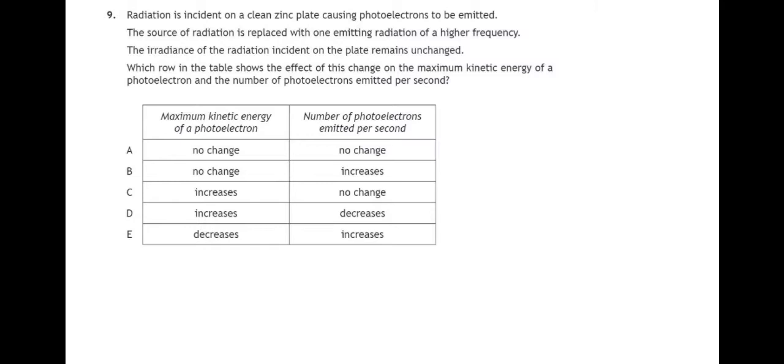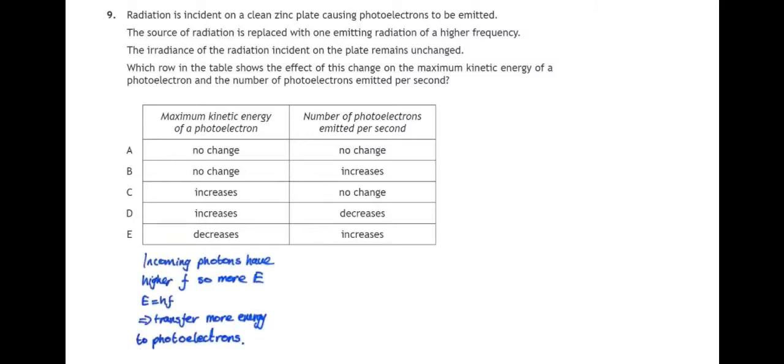So, kinetic energy first of all. Well, the incoming photons are now more energetic because they have a higher frequency. The equation E equals hf tells us that. The higher the frequency, the more energy the incoming photons have. If the incoming photons have more energy, then therefore the electrons that they cause to be emitted will also have more energy because more energy will be transferred to them.